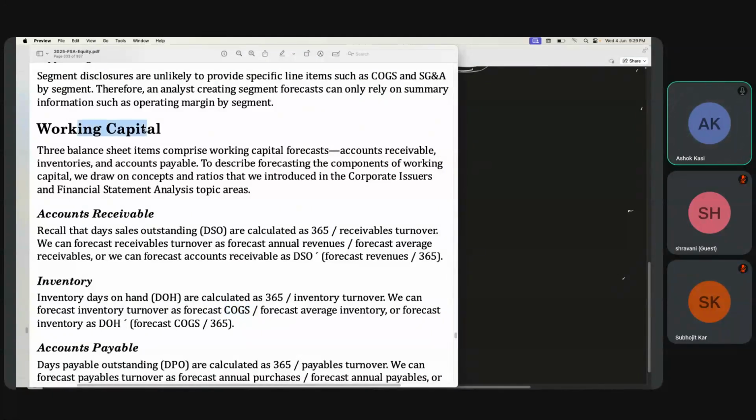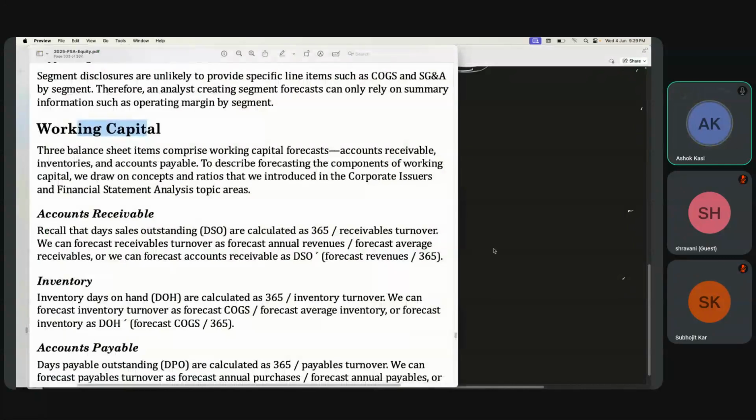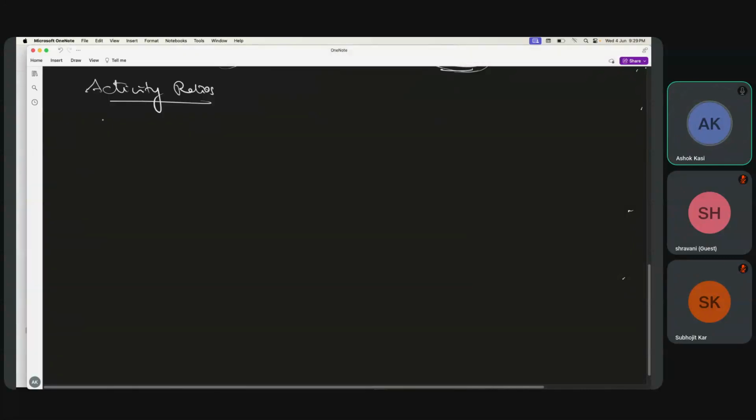So you see management of working capital. It is called activity ratios. Okay, activity. It will tell you how working capital is referring to activity. So activity ratios here, number one, accounts receivable. So accounts receivable turnover ratio.